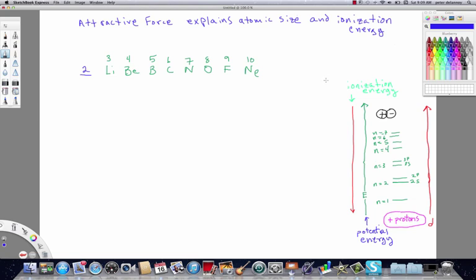Okay, the key to understanding the periodic trends of atomic size and ionization energy. Those two trends are, as we move left to right across the table, the size of atoms decreases. As we move down any particular group, the size increases. We see for ionization energy that as we go left to right across the table, ionization energy increases, so it gets progressively harder to remove an electron from an atom as we go left to right across the table. As we move down any group, it becomes easier to remove an electron.